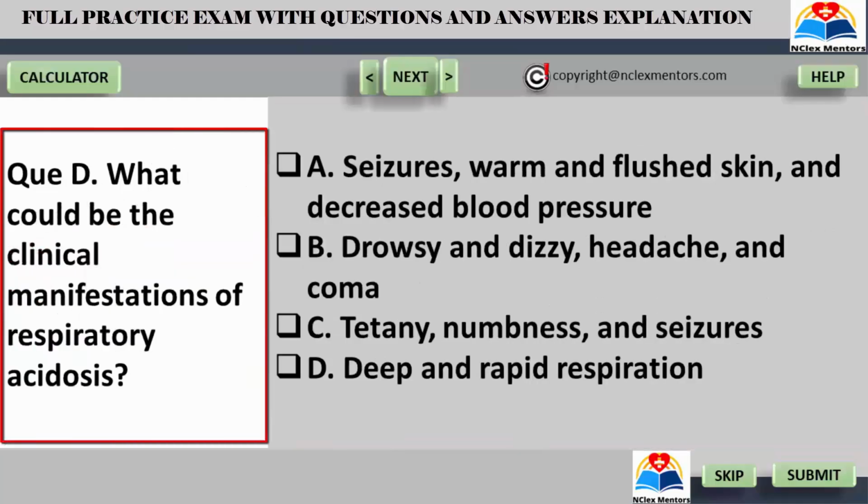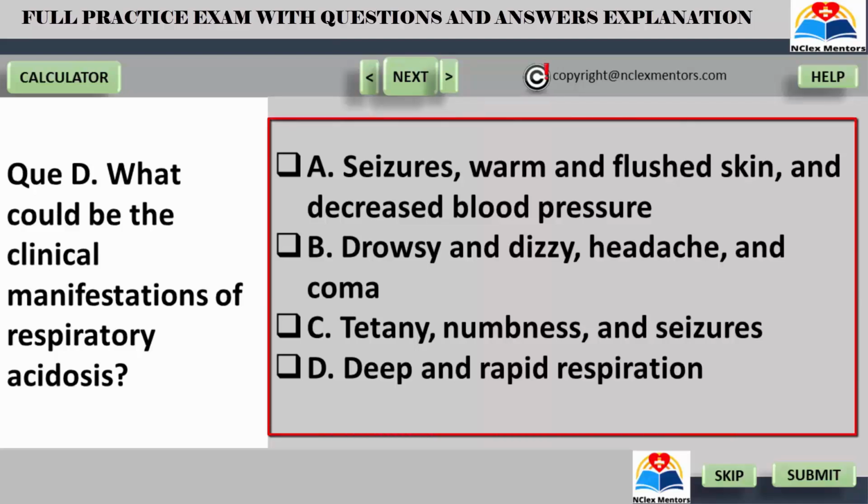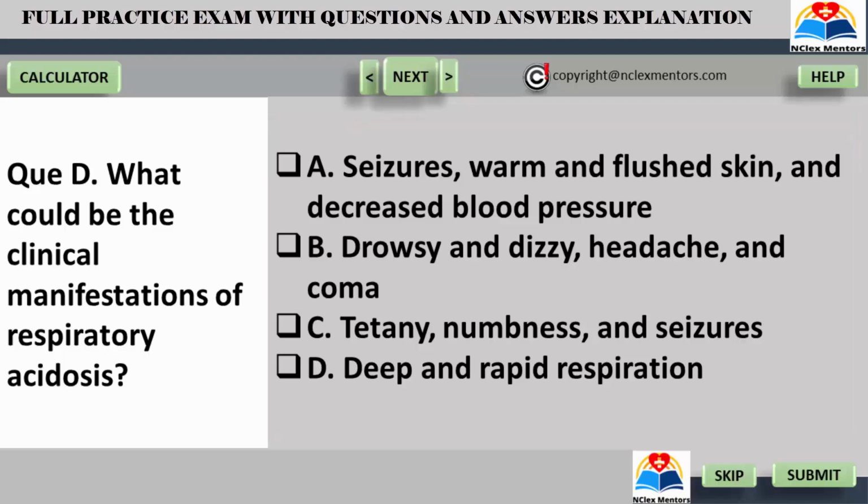What could be the clinical manifestations of respiratory acidosis? The options for this question given in the screen are Option A, seizures, warm and flushed skin, and decreased blood pressure. Option B, drowsy and dizzy, headache, and coma. Option C, tetany, numbness, and seizures. Option D, deep and rapid respiration. I will give you some time to go through the question and the options. You can see the timer running on the upper right-hand corner of the screen, but if you need more time, you can pause the video as well.